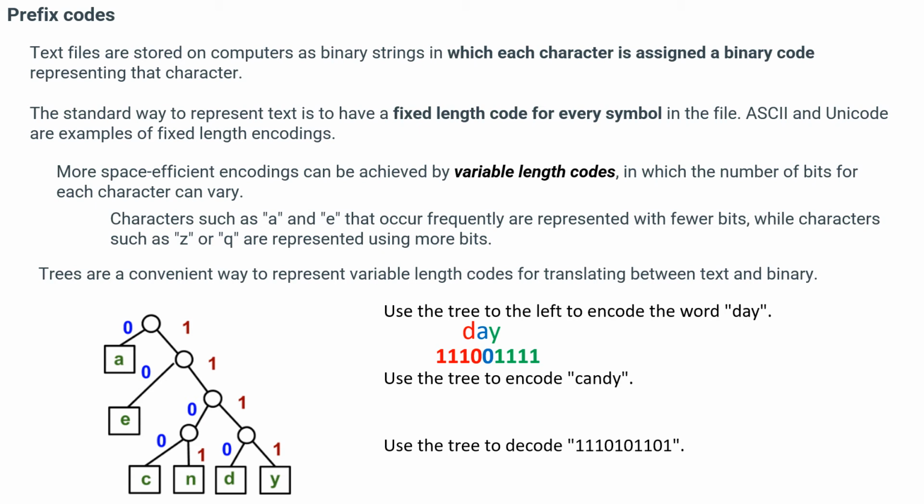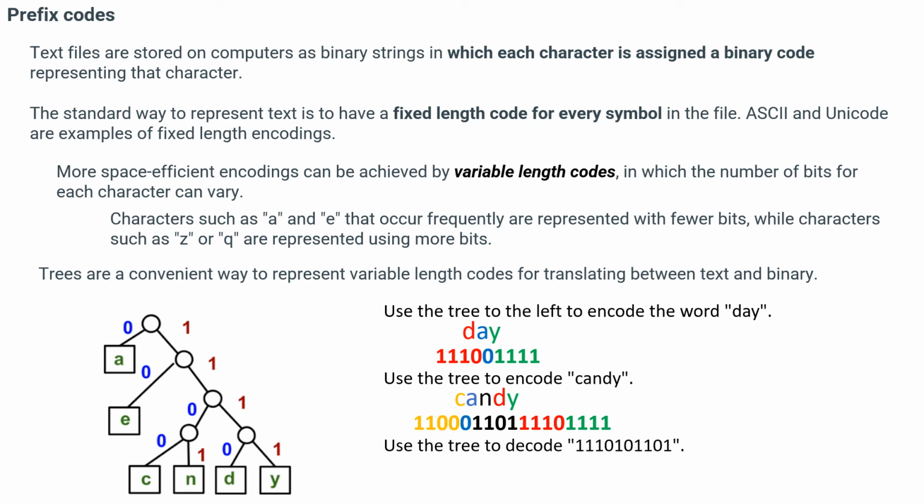Let's encode the word candy. So we have these different letters here. First, let's look for the C. We need to go 1, 1, 0, 0 to get to the C. The A again is just a 0. The N would be 1, 1, 0, 1. D, we need to go 1, 1, 1, 0. And Y would be 1, 1, 1, 1. So that would be how we can code candy.